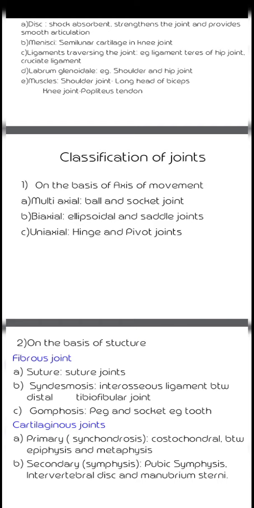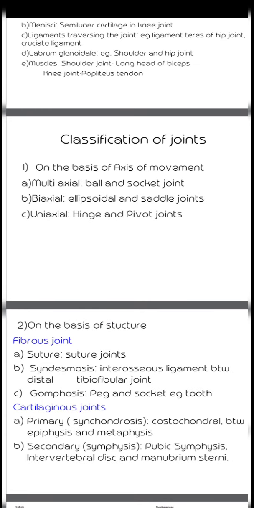Joints can be classified on the basis of structure or the axis of movement. If we classify them on the axis of movement, they may be multi-axial, biaxial, or uniaxial. Multi-axial means they may move in different directions, such as ball and socket joints, which are present in the shoulder and the hip and can be moved in more than two directions. Biaxial joints may only be moved in two directions, such as saddle joints and ellipsoidal joints.